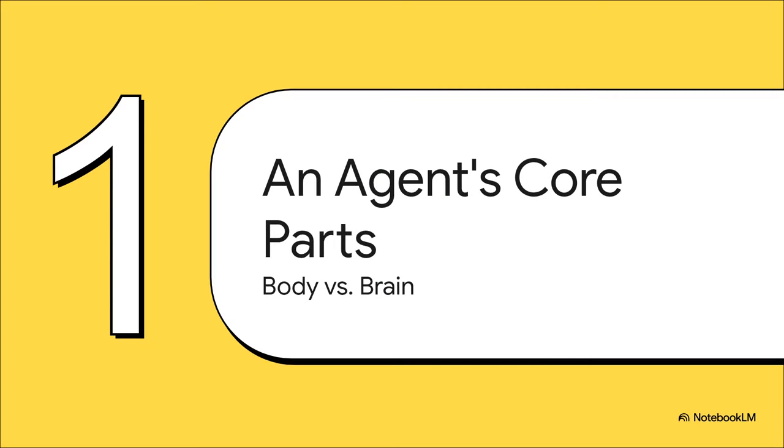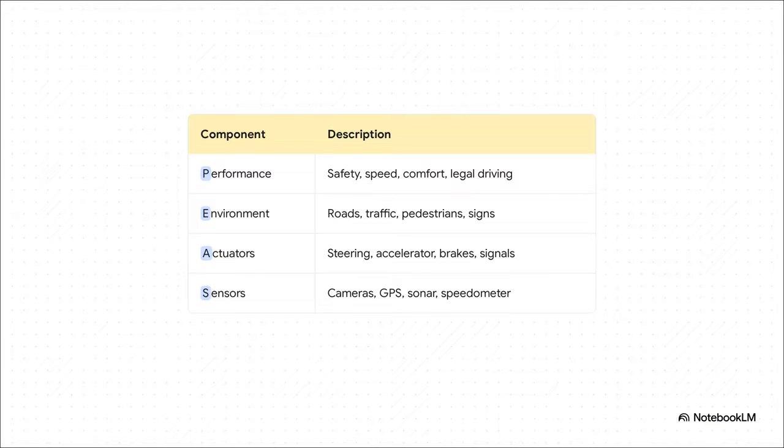Okay, so how do we actually build one of these things? Let's break it down into its most basic parts. And honestly, the best way to think about it is like anatomy. You've got the body that interacts with the world, and you've got the brain that makes all the decisions. Now, there's a really great tool engineers use to map all this out. It's called the PEAS model. Let's use it on our self-driving car to see how it works.